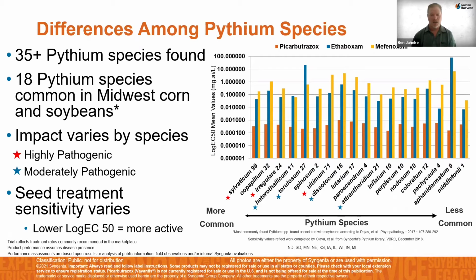With each one of these species, there's also a different level of sensitivity to seed treatment active ingredients. What we're looking at in the graph here are three active ingredients: metalaxyl, ethaboxam, and picarbutrazox, noted by the different colored bars. What's especially important to note is the length of these bars, which denotes the level of control. You can see, for example, ethaboxam has a couple of Pythium species without really good control.